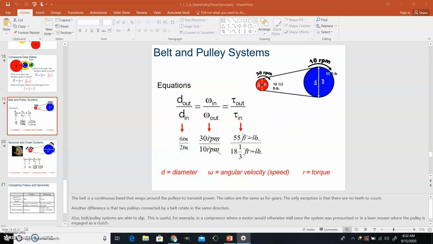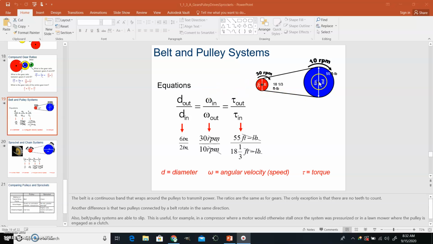Okay, and then lastly here, belt and pulley systems. Here are the equations for that. Remember, D is diameter, W is the angular velocity or the speed, and T is the torque. Diameter out over diameter in, speed in over speed out equals torque out over torque in.